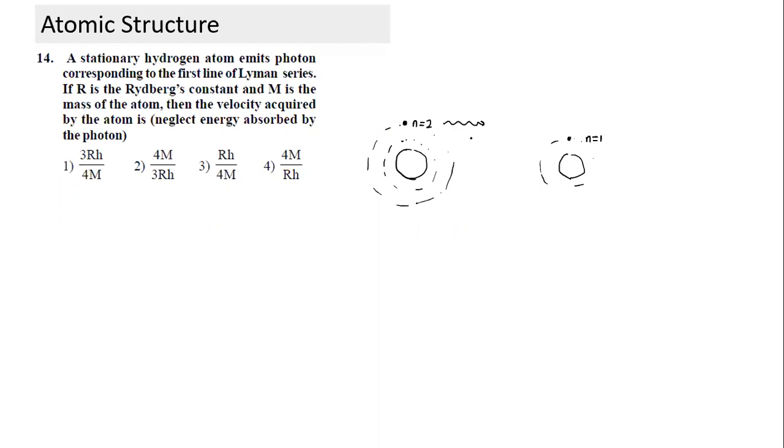Okay, only 2 people have raised hand. Nishita, any idea how to solve this question? Yes, sir. Tell me, how would you solve? We can equate mv is equal to h by lambda. Very good.